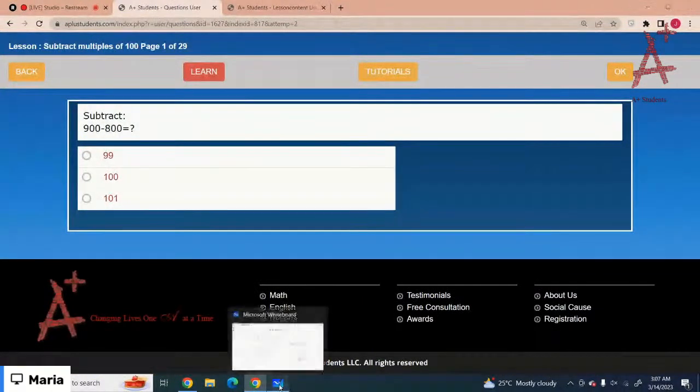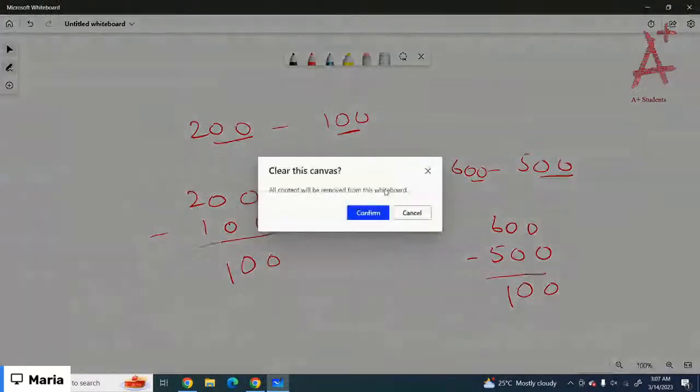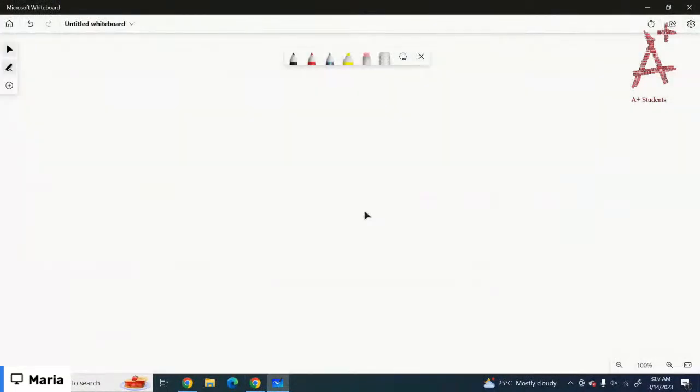Okay, the first question is 900 minus 800. So let's just see how many zeros we have in both the numbers. Here you have two zeros and here you have two zeros. So when the number of zeros are the same in both the numbers, subtracting them is very easy. Just write them one above the other. So it would be 900 minus 800.